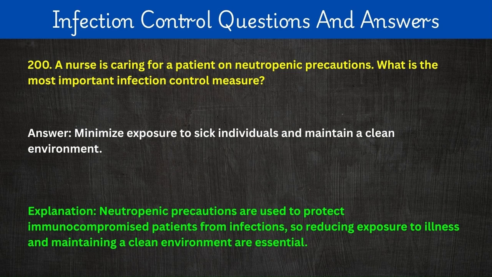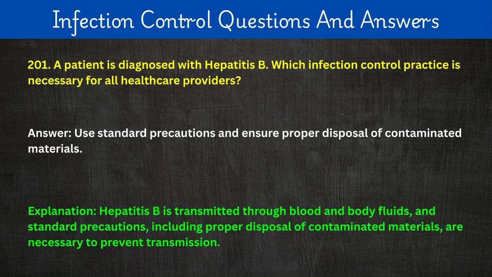Answer: minimize exposure to sick individuals and maintain a clean environment. Explanation: neutropenic precautions are used to protect immunocompromised patients from infections, so reducing exposure to illness and maintaining a clean environment are essential. 201. A patient is diagnosed with hepatitis B. Which infection control practice is necessary for all healthcare providers?